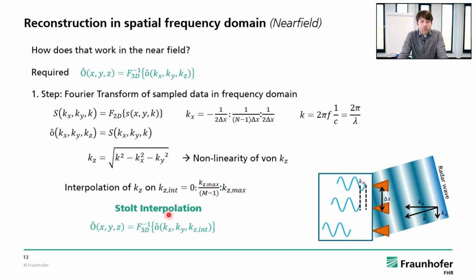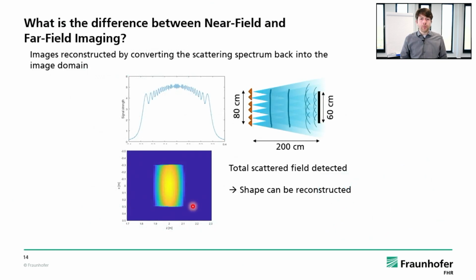This interpolation is the so-called Stolt interpolation. And after this interpolation, it's just an inverse Fourier transform in all three dimensions, and your 3D image is done. The Stolt interpolation is the only difference in the near field. That is the crucial step. The rest is exactly the same as for plane waves.